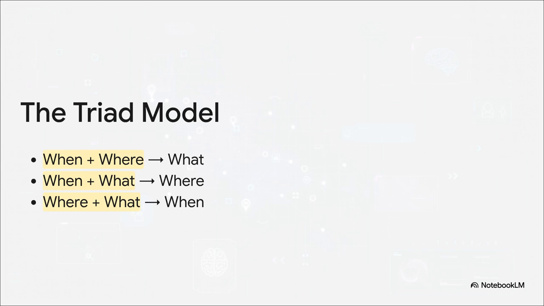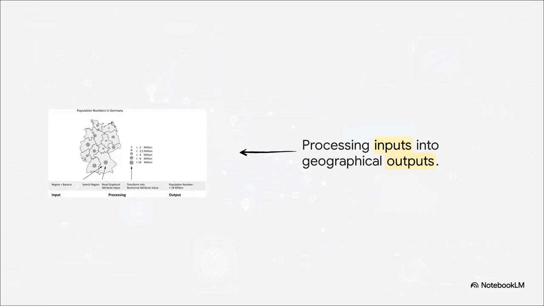You are literally querying a visual database. Let's move to a practical example and see how this builds out. The user inputs their search region, let's say Bavaria, down in the south of Germany. Their eyes scan the map to isolate that specific geometry. Then they read the graphical attribute value, like the size of a gray circle inside that region.